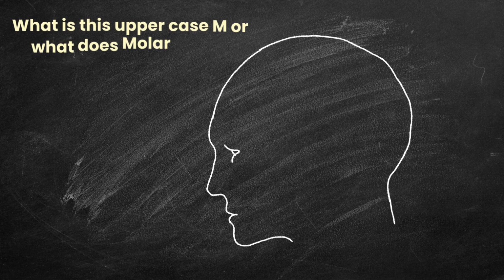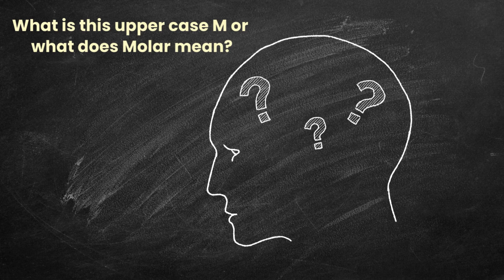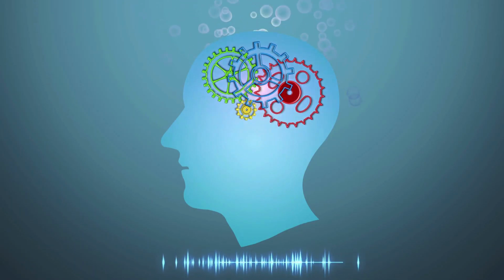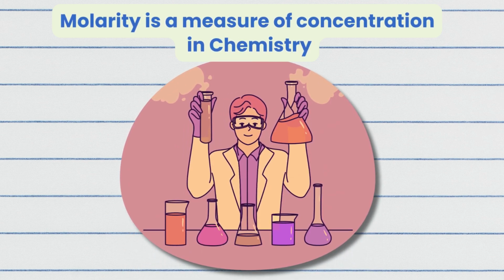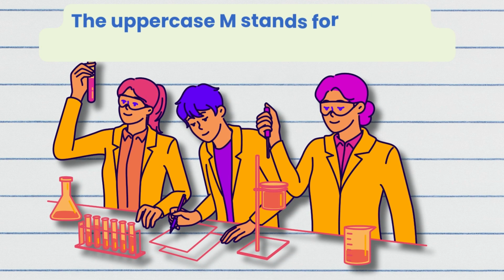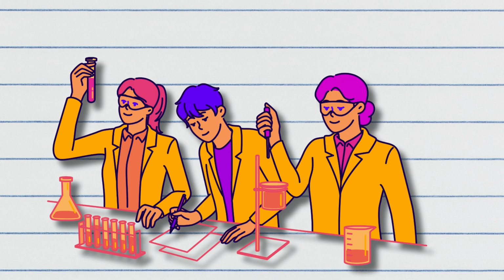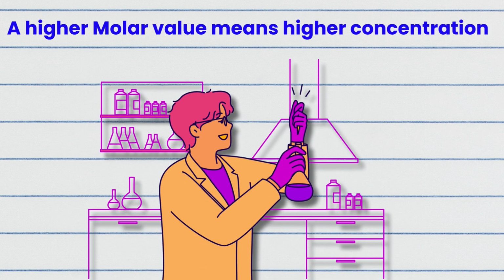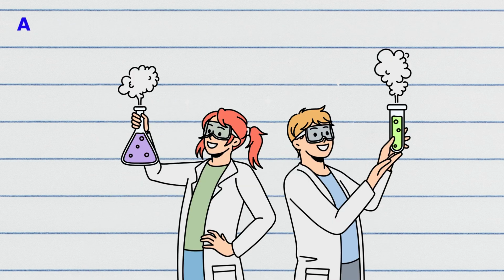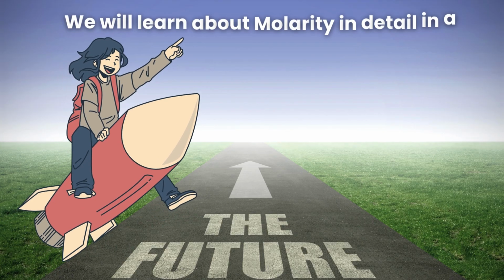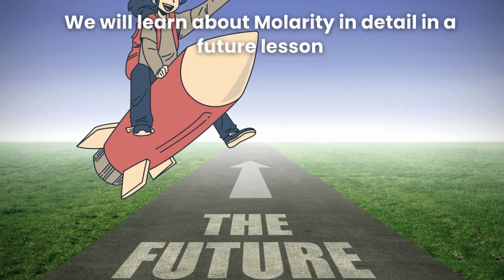If you're wondering what this uppercase M is or what molar means, this is all you need to know for this lesson. Molarity is a measure of concentration in chemistry, and the uppercase M stands for molar, which is the unit used to express molarity. A higher molar value means higher concentration, and a lower molar value means lower concentration. We will learn about molarity in detail in a future lesson.